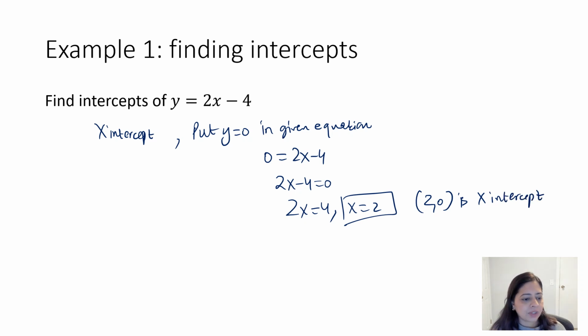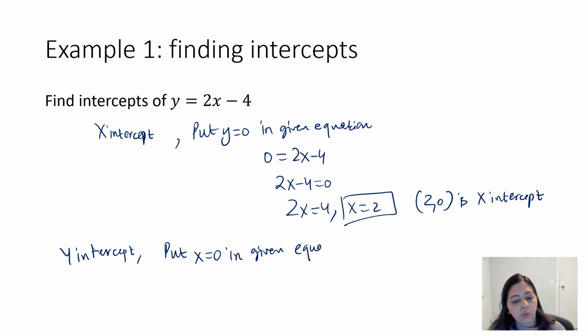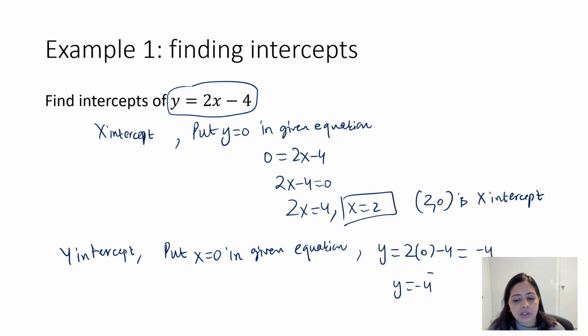x-intercept. And to find y-intercept, you have to put x equals to 0 in the given equation. So again, go back to the original equation, put x equals to 0. So you get y equals to minus 4. So if you write that as an ordered pair, this is 0 comma minus 4. So this is your y-intercept.